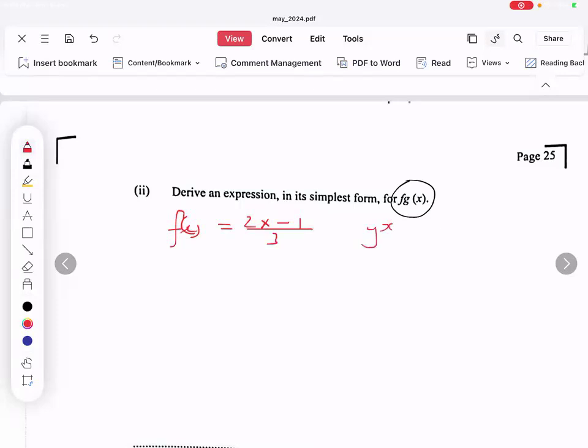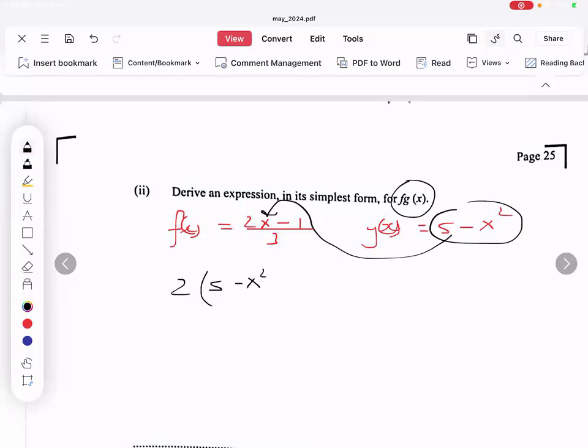And g of x, I was told, is 5 minus x squared. So I'm basically taking this and putting it right here. So I'm going to end up with 2 open bracket 5 minus x squared, minus back my 1, and divide everything by 3. I'm going to distribute now. 2 times 5 is 10. 2 times negative x squared is negative 2x squared. And then we just bring up my minus 1.